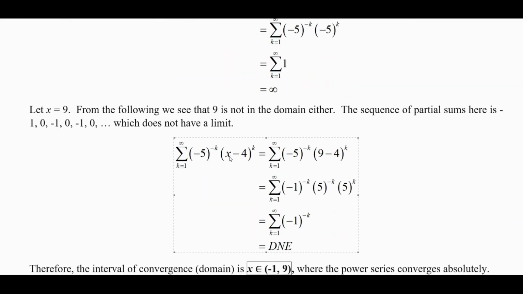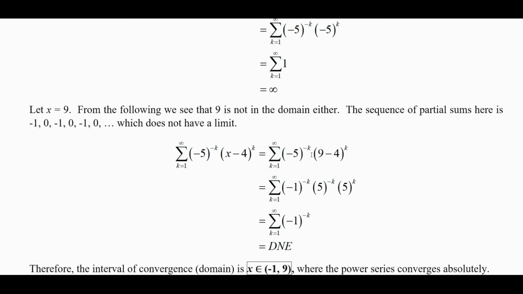Put in 9 here for x. There we go. So we're letting x equals 9. 9 minus 4 is 5. Multiply these together, you get 1. So you get -1 to the k. So the underlying sequence starts at -1, and then 1, -1, 1, -1, 1.